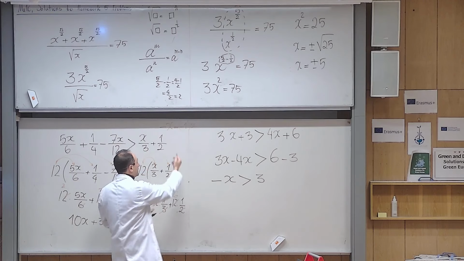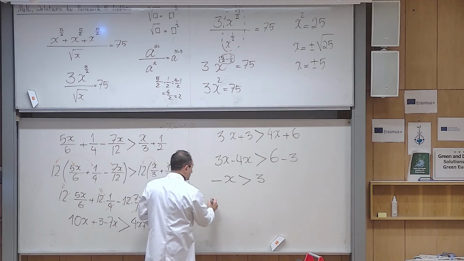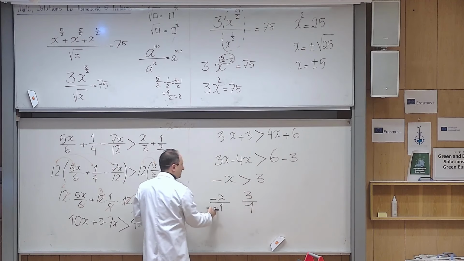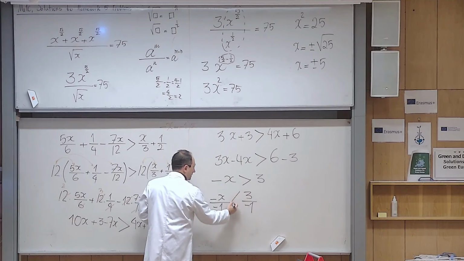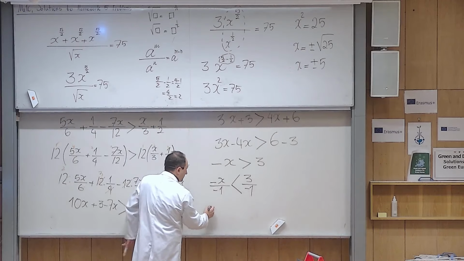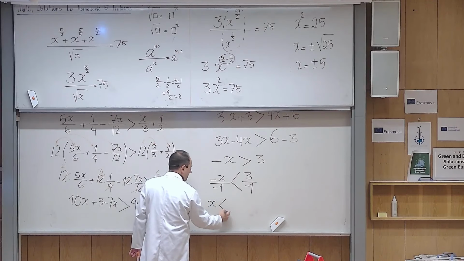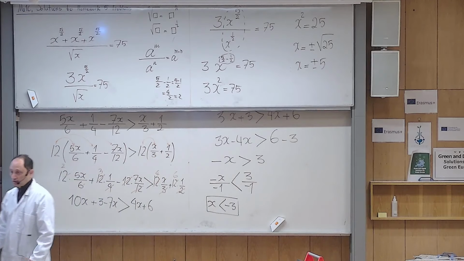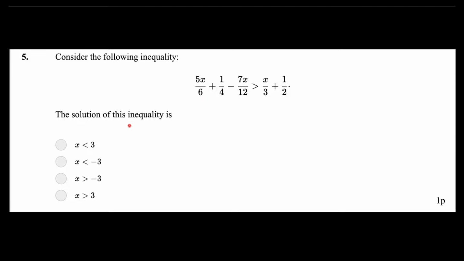So what I have to do is divide by minus 1. I divide this by minus 1, and this by minus 1, but because I am dividing an inequality by a negative number, I have to flip the sign. Minus x divided by minus 1 is x, and this is less than minus 3. So x is less than minus 3 is the correct answer. You have to choose this one. Be careful because they are very similar. Make sure that in the real test you don't mess them up.